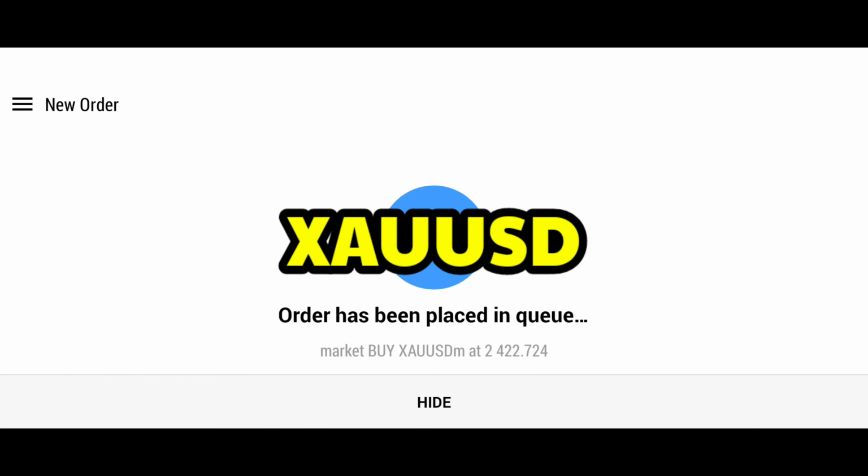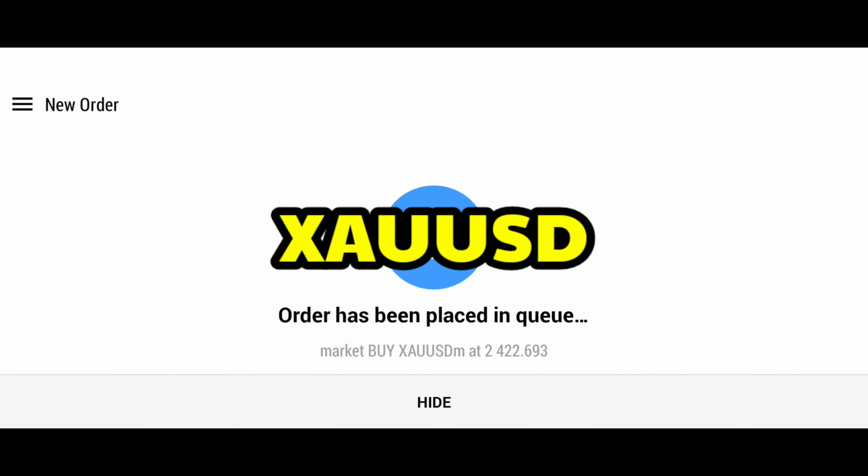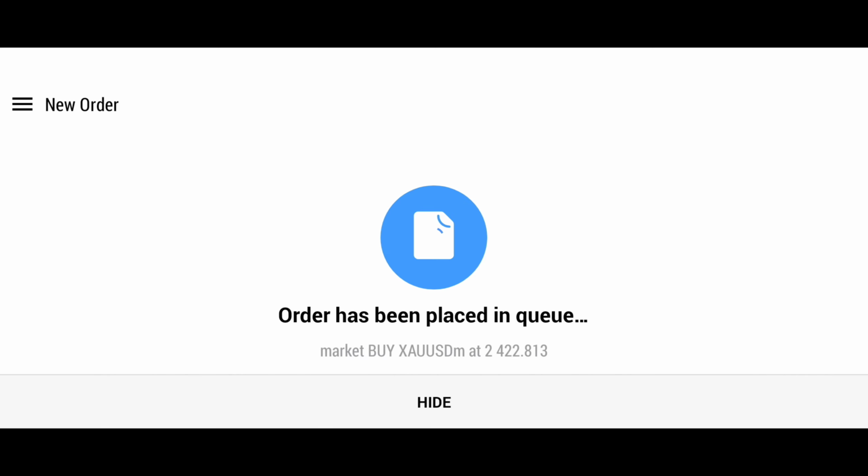Today we will trade gold versus US dollar, where you will see the proper price action setup. Let's apply it to all the trades.